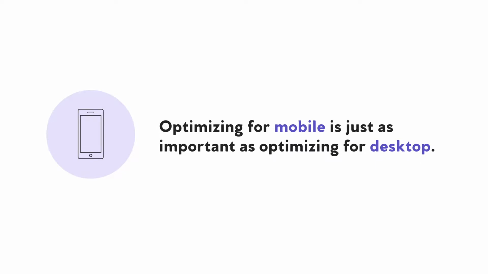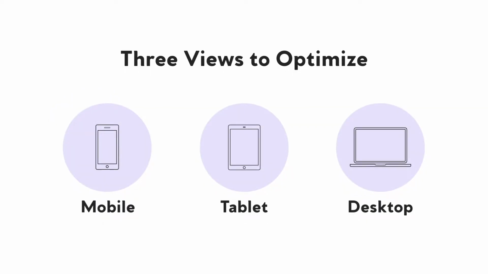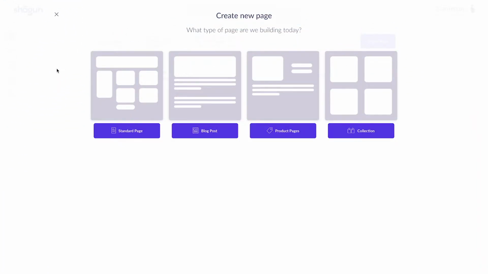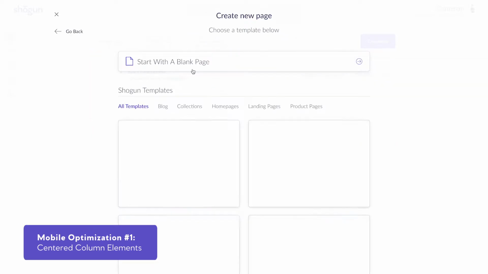Now, in Shogun, there are three primary views to optimize: mobile, tablet, and desktop, with widescreen as an offshoot of the desktop view. There are a couple ways to optimize content for mobile viewing. The first utilizes columns from Shogun's Element Builder. And to show how this works, I'll be starting with a blank page.